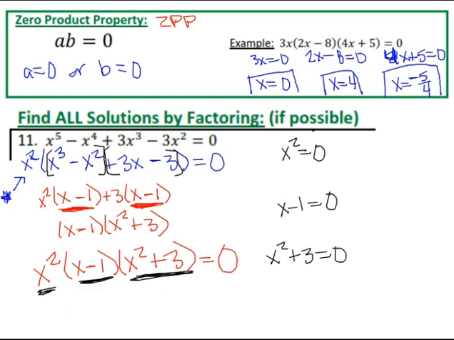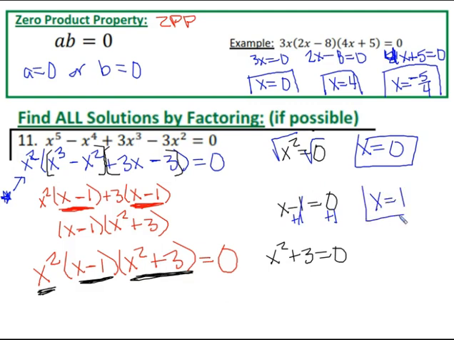Now, in our first possible solution, we could square root both sides to get rid of the squared, which means x would equal the square root of 0, which is just 0. So there's one possible solution. Our second piece, when we add 1 over, we get an x solution of 1.